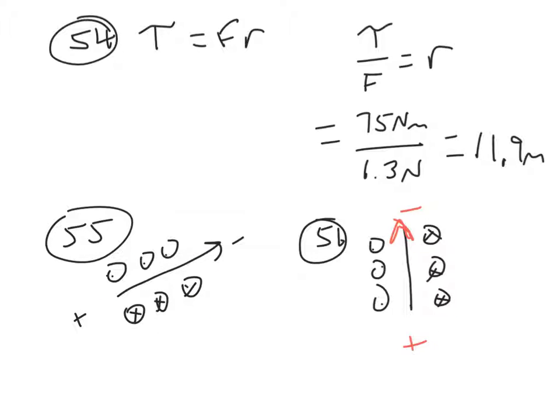Number 56, they ask what is the direction of the current given this magnetic field around this particular wire. You use your right hand. You can tell that your thumb points in this direction, which means it's moving positive to negative.